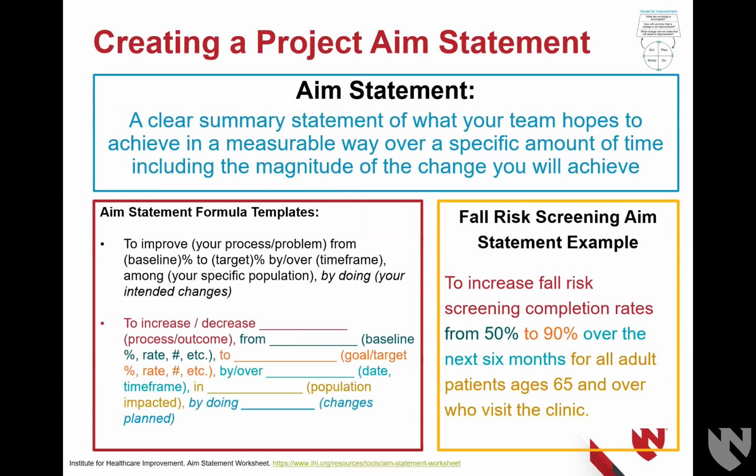Once a specific problem or issue that you want to address has been identified, so in this case, as it relates to fall risk screening, your team can establish an aim statement to guide your improvement efforts. An aim statement is a clear summary statement of what your team hopes to achieve in a measurable way over a specific amount of time, including the magnitude of the change that you hope to achieve.